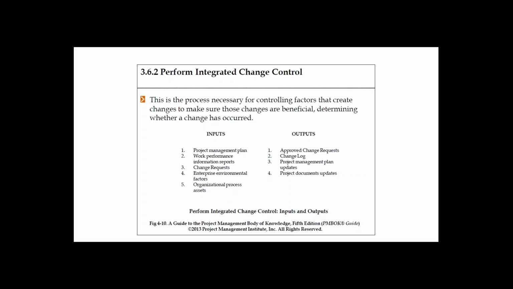So here, from a PMP standpoint, this is a process necessary for controlling factors that create changes, to make sure those changes are beneficial, and determining whether the change has occurred. Whenever there is a change, you don't directly go ahead and implement it. Let's say a project sponsor asks you to add a feature, and that feature is in no way related to the objective of this project.